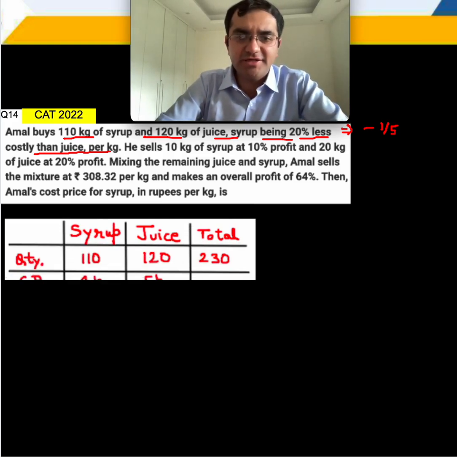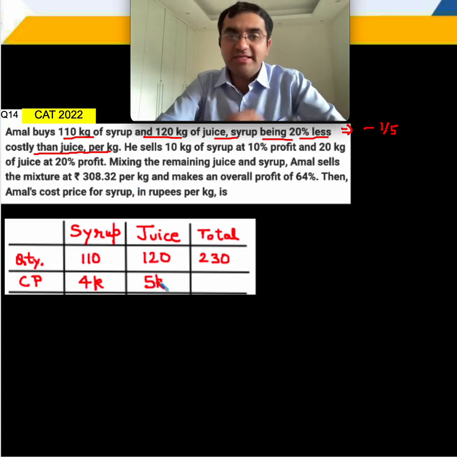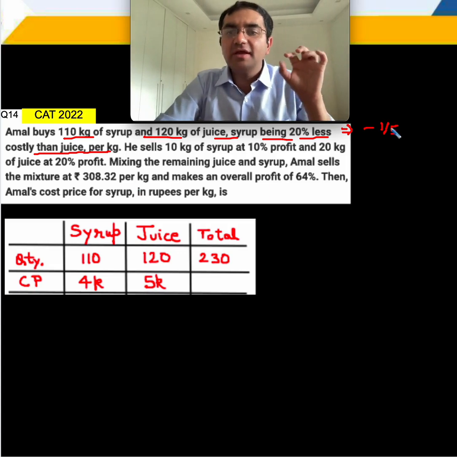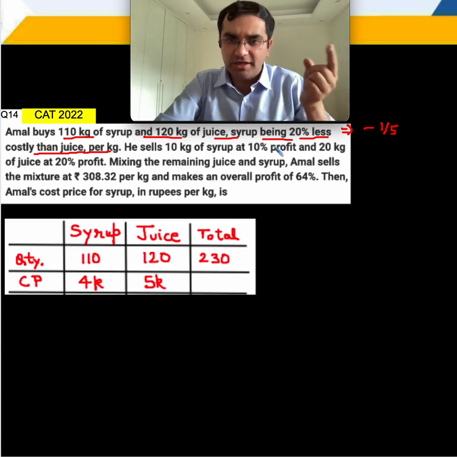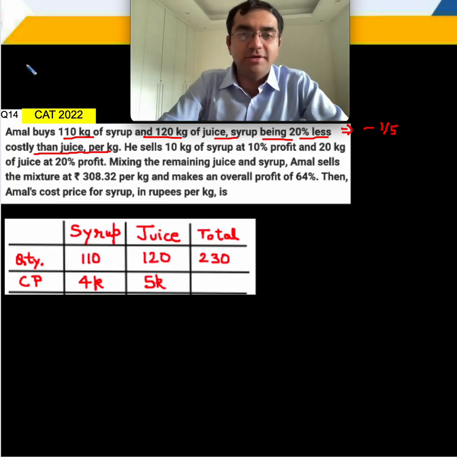Syrup 110 kg, juice 120 kg, total 230 kg. Now I have taken juice का price as 5k. 5k को 1 by 5 कम कर दिया because syrup is 1 by 5 less than juice. 5k को 1 by 5 कम किया तो 4k हो गया.